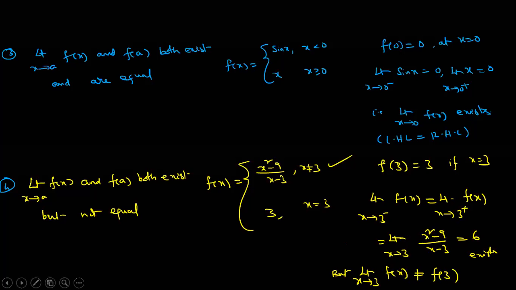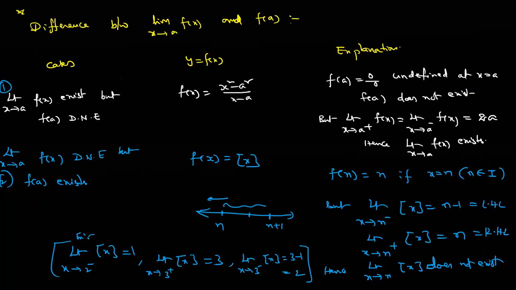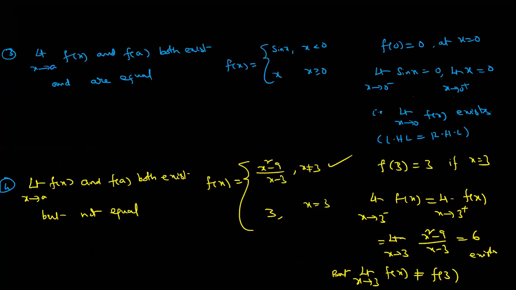That's the meaning. So dear students, once again revise this concept. What is the difference between limit and f of a? For the first case, limit exists but f of a does not exist. Case 2, limit does not exist but f of a exists. I'm giving a third case: both exist and both are equal. Fourth one, limit and f of a both exist but are not equal. Fine.